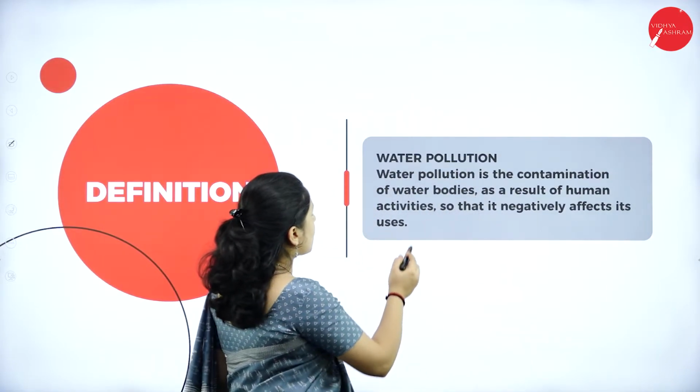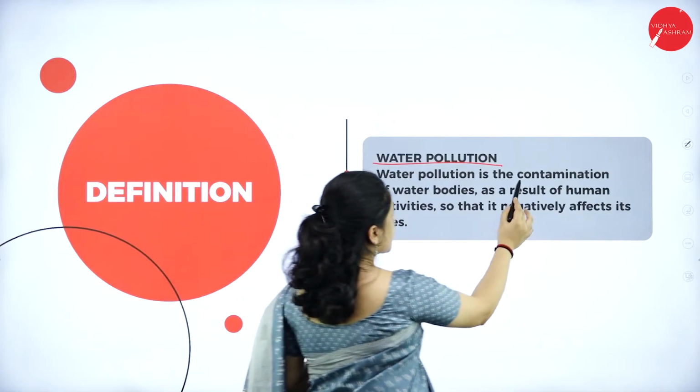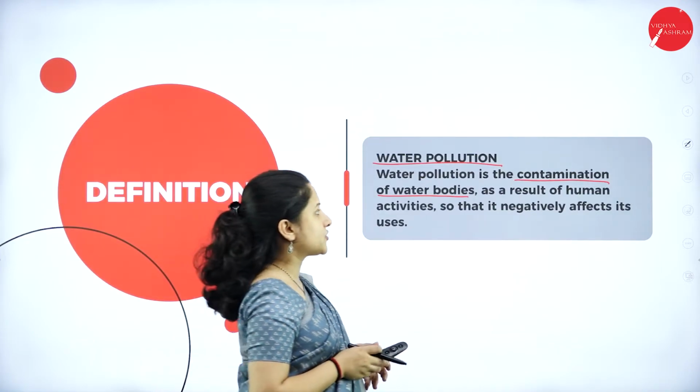So next, talking about water pollution. So what is water pollution? Water pollution is the contamination of water bodies such as lakes, rivers, seas, oceans, etc.